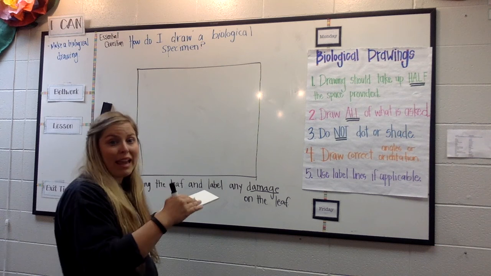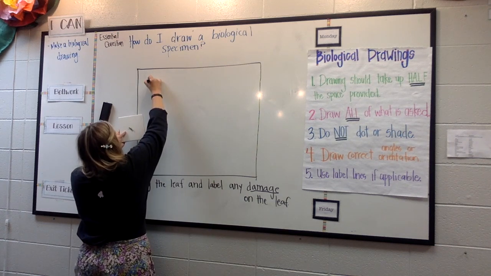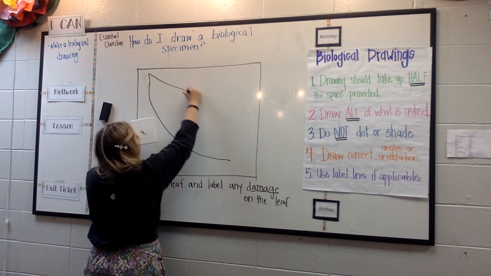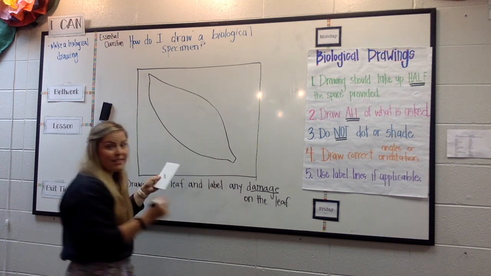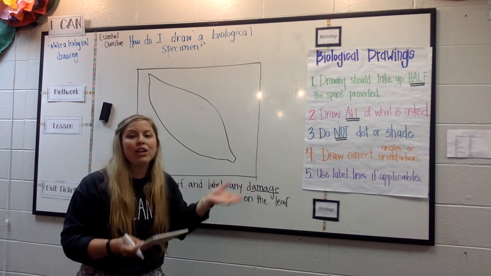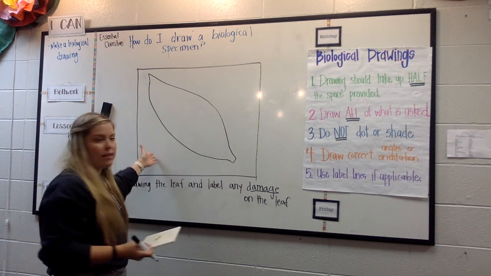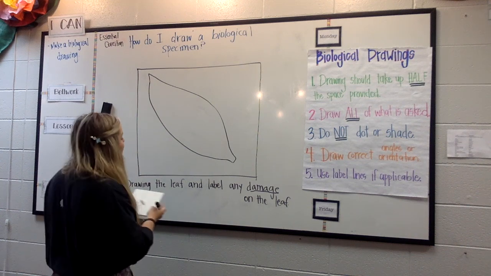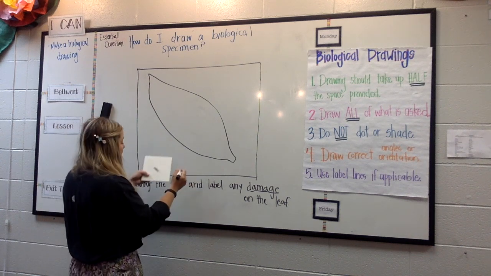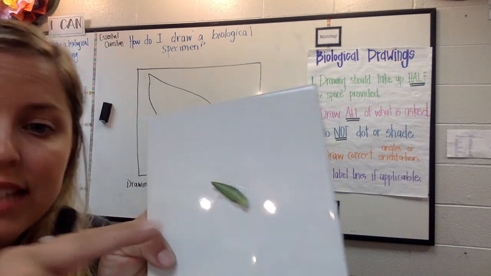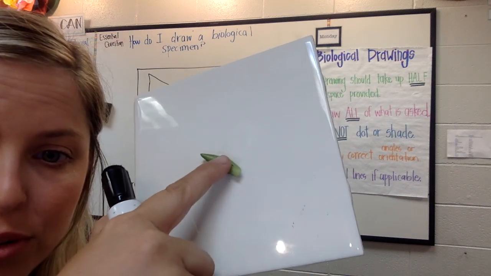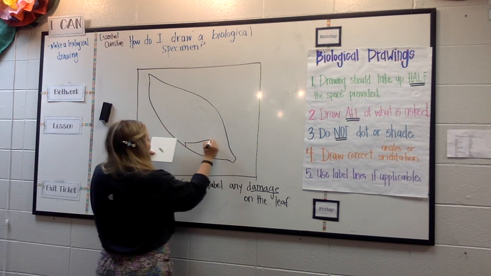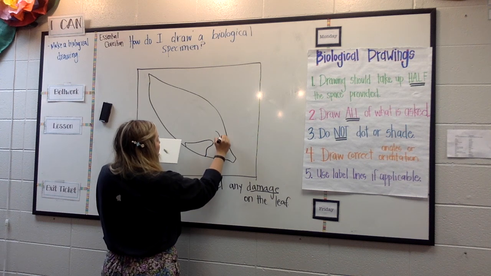And then I'm going to use label lines correctly. So if I were doing this, I'm going to try to take up at least half of my space. So I've drawn a nice large leaf in my space. Now I'm on the board. You're going to be on paper. Your box isn't going to be this large because you aren't going to have paper this large. But just understand that you are taking up at least half of the space. You are going to draw all of what is asked. So here on my leaf, I have a couple areas of damage. You can see right here on this outer corner and then across from there. So let me go ahead and draw that in as it appears on the leaf.